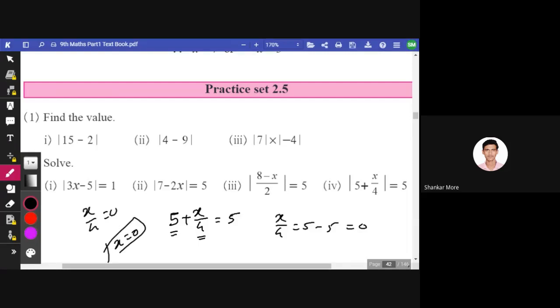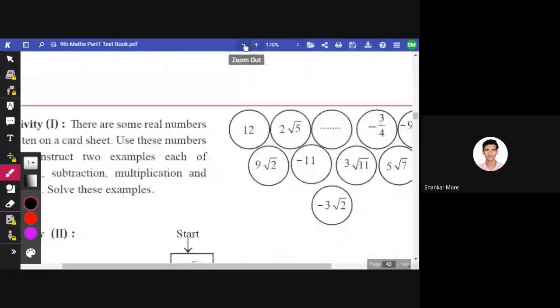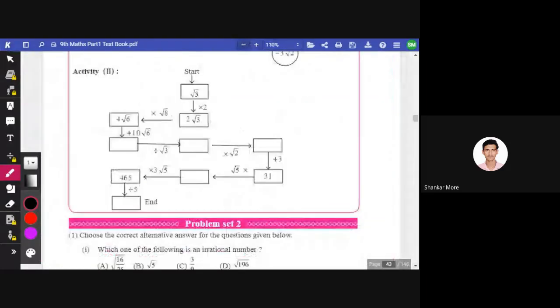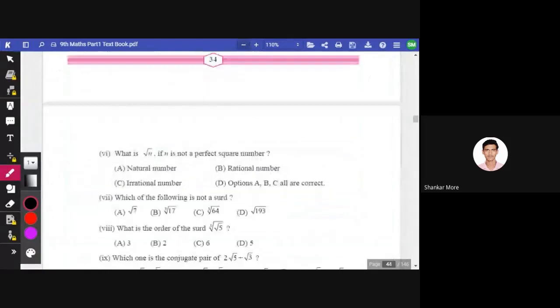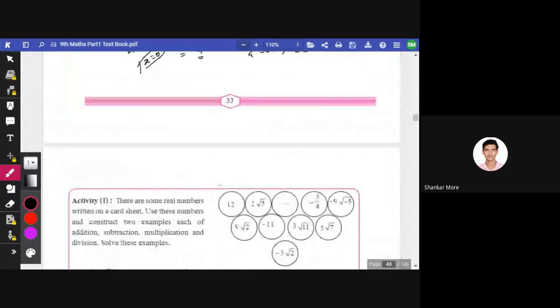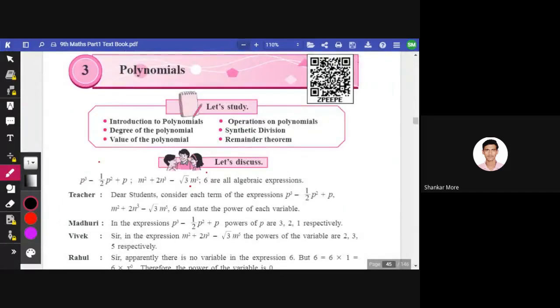So the value of x here should be zero. All right, so with this, students, your second chapter on real numbers is finished. Mostly we will take some of the examples from this problem set and this activity in the next class, and then we will start the chapter polynomials.